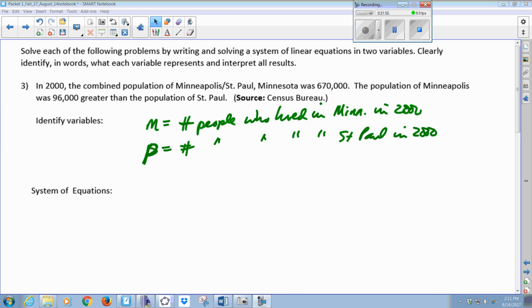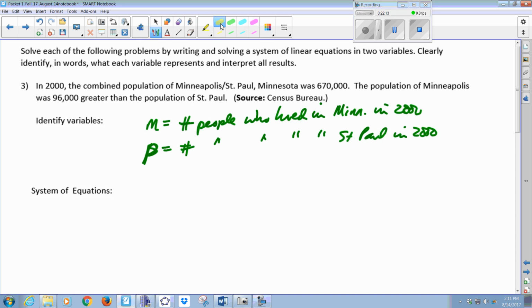Now remember, to solve a system of linear equations in two variables, we need two equations. So we need to know what's equal to what. And sometimes it's a little hard to find those two what equals what's. So what do we know from the first sentence?